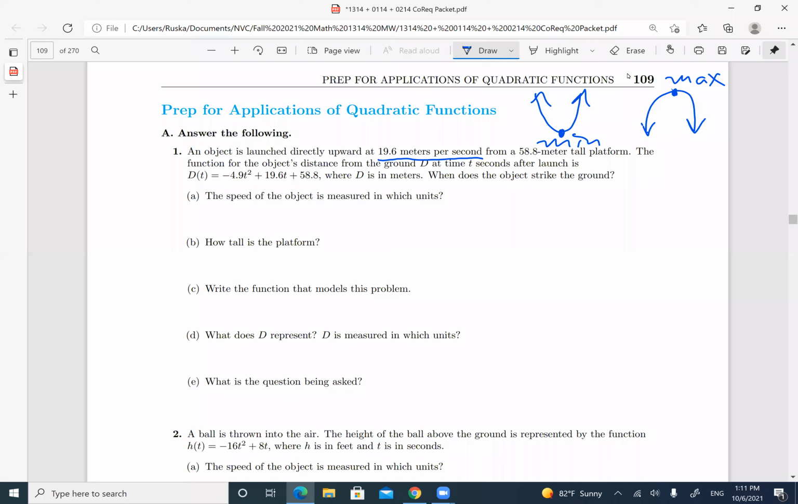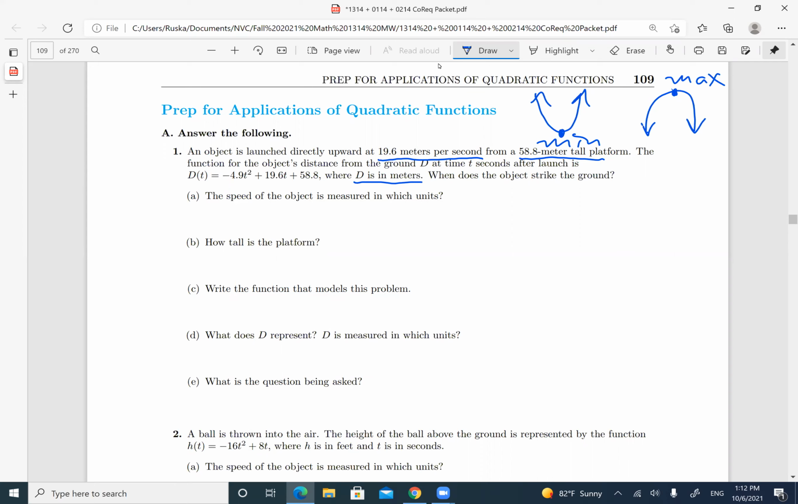So that's the speed, right? From a 58.8 meter tall platform. So this is where it starts, right? The function for the object's distance from the ground at time t seconds after launch is this function, and d is in meters, and d is the distance from the ground. Okay, and we have: when does the object strike the ground?